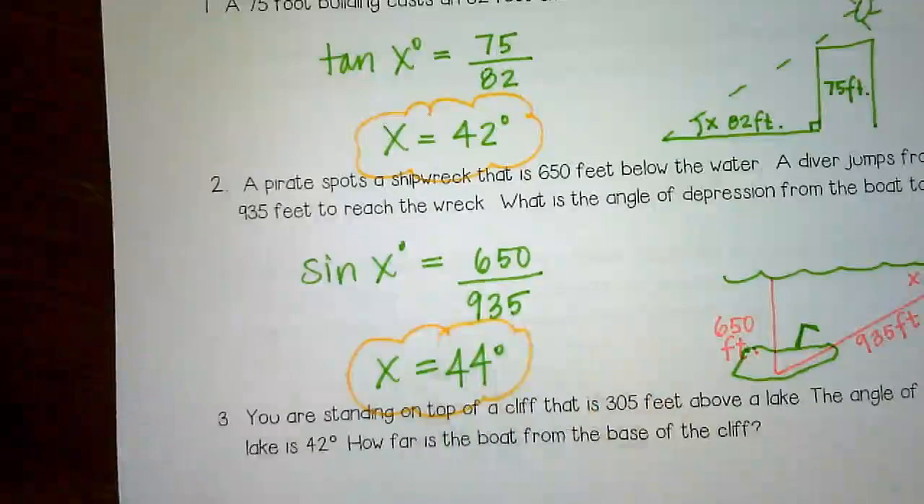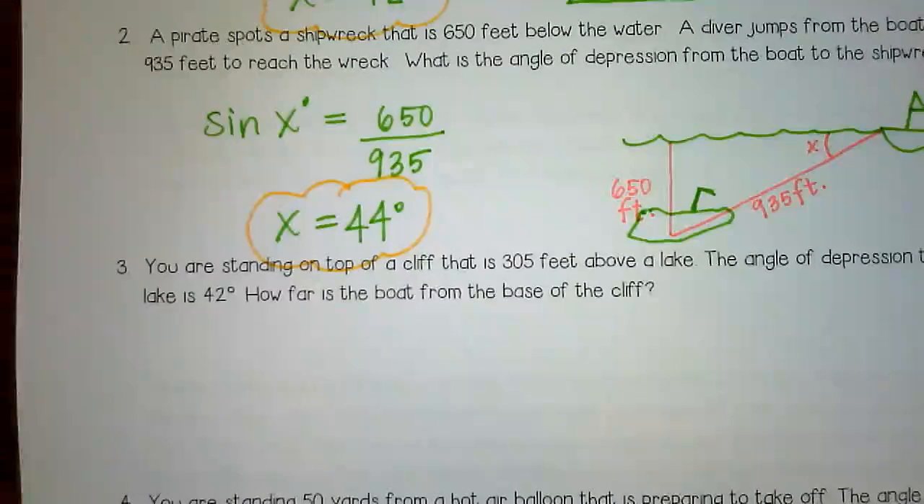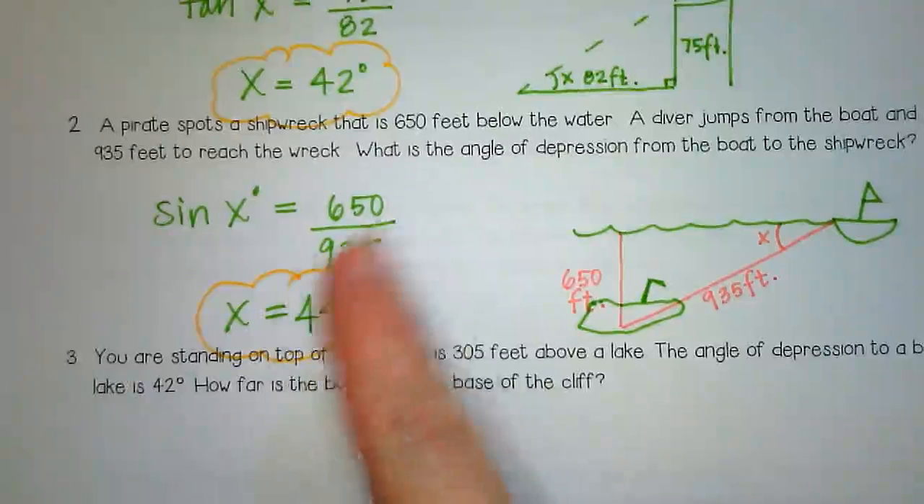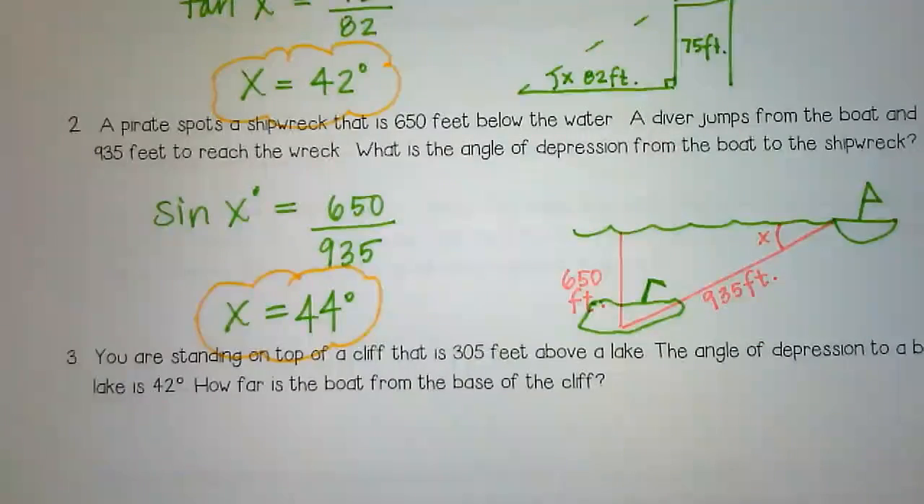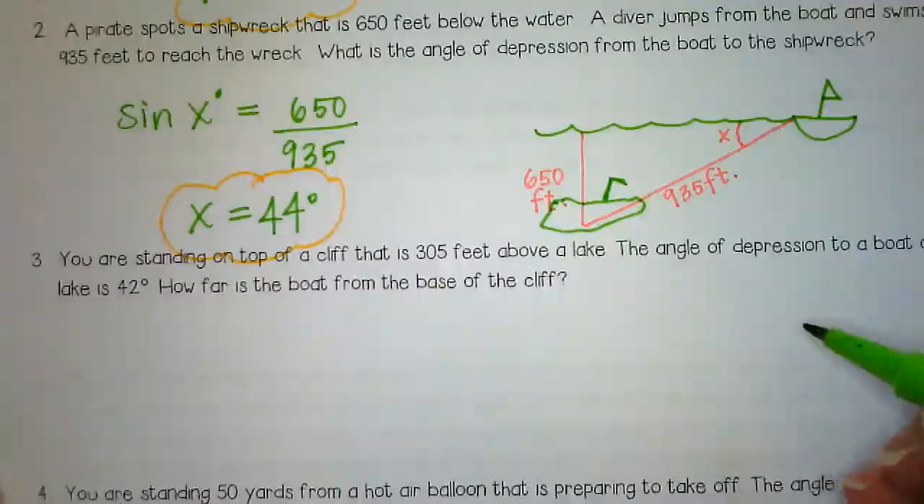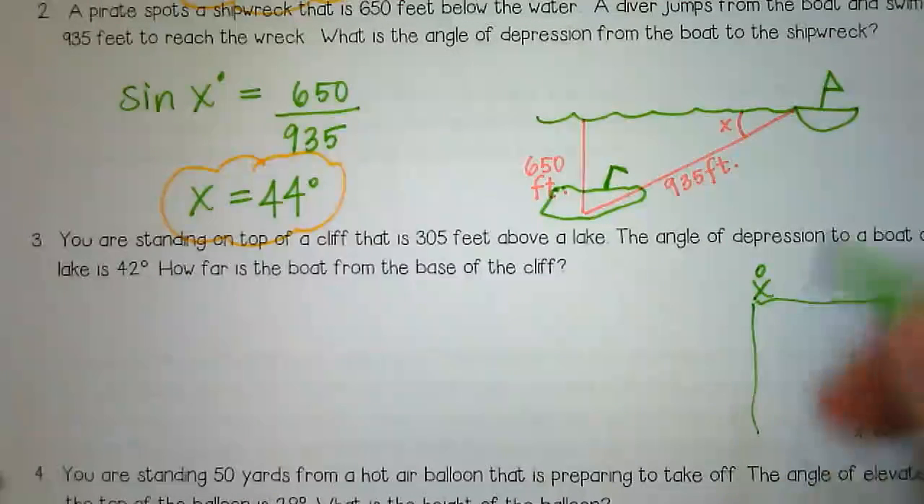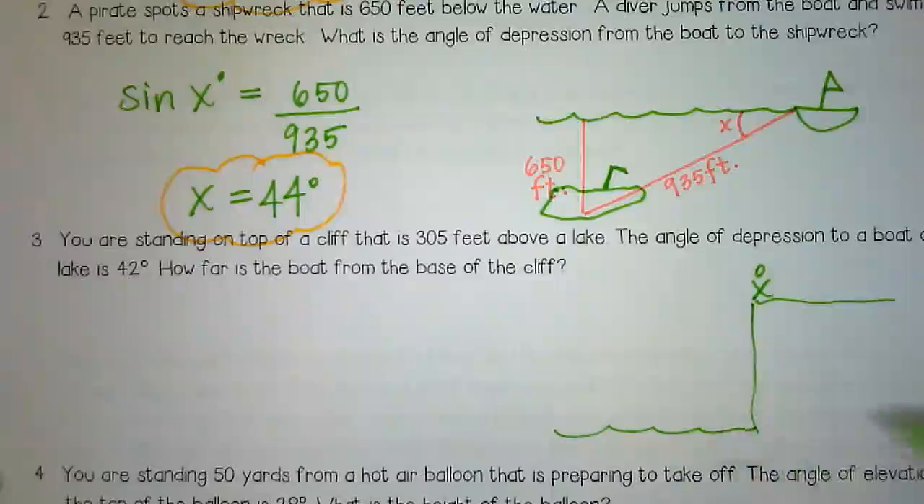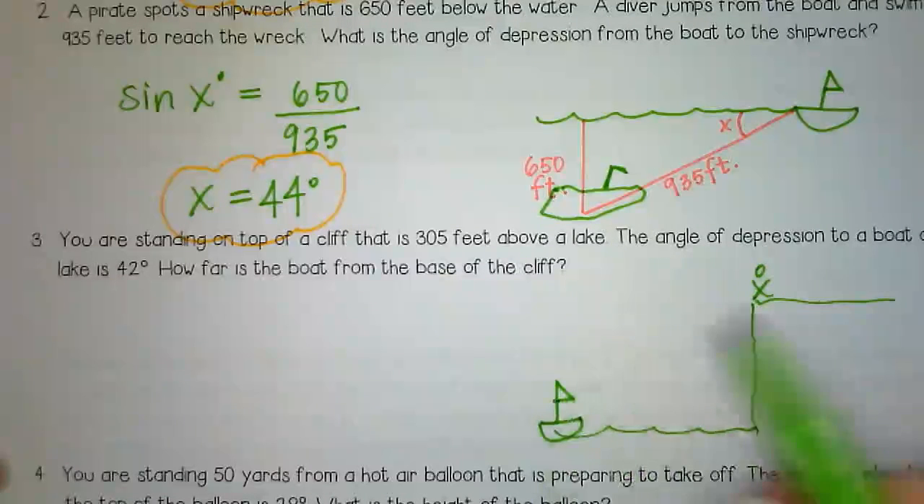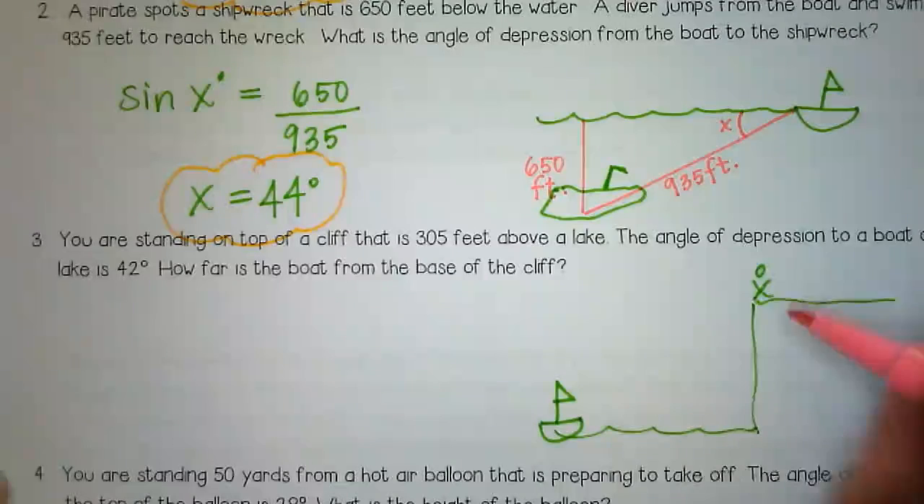All right. You're standing on top of a cliff that is 305 feet above the lake. The angle of depression to a boat is 42 degrees. How far is the boat from the base of the cliff? So we have a cliff, which we'll say is this. You're standing at the top of the cliff. Here's the lake, and there is a boat out here. So here's our boat.